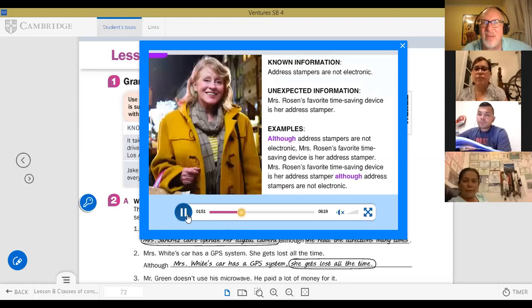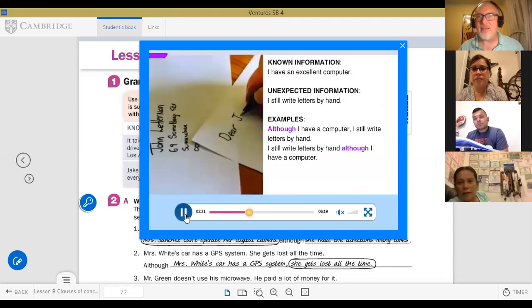What does it say? Address stampers are not electronic. Mrs. Rosen's favorite time-saving device is the electric stamper. Okay, and what do we say here? Although address stampers are not electronic, Mrs. Rosen's favorite time-saving device is her address stamper. What about nevertheless? How could we say it with nevertheless? Address stampers are not electronic. Nevertheless, it's Mrs. Rosen's favorite time-saving device, right? Yeah. All right, let's look at the next one.